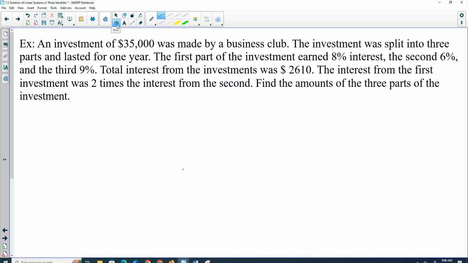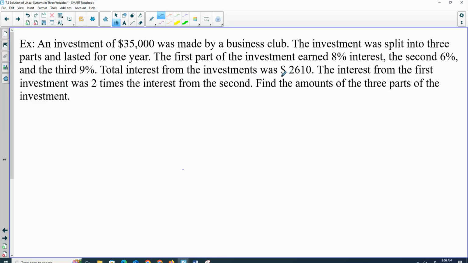So I told you we're doing one problem today, so let's take a look at this one. An investment of $35,000 was made. The first part earned 8% interest, the second 6%, and the third 9%. Total interest from the investments was $2,610.